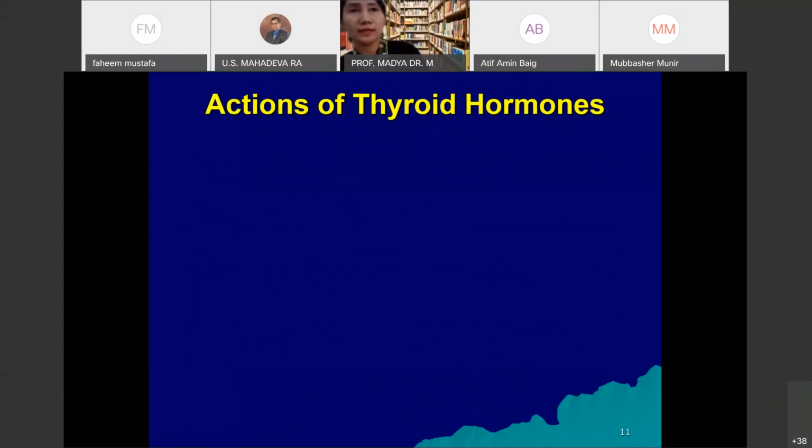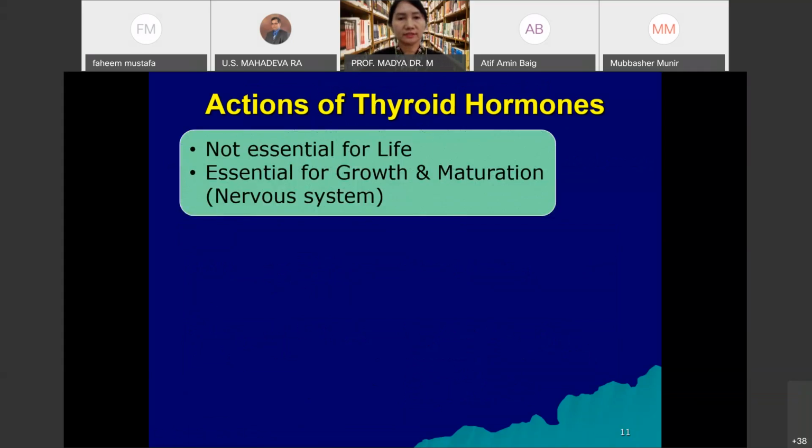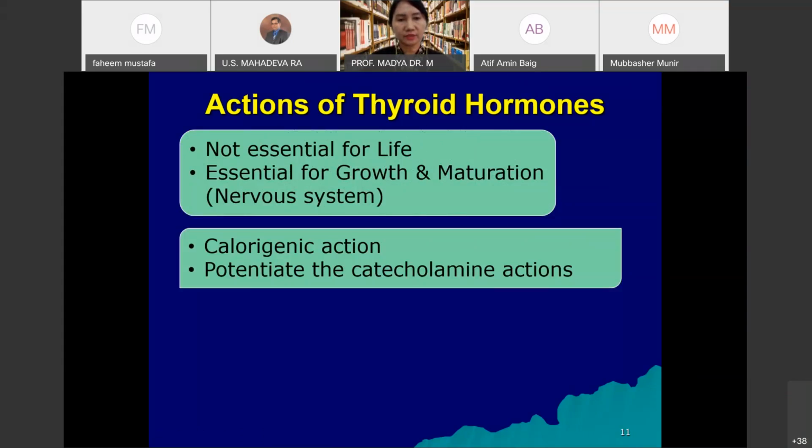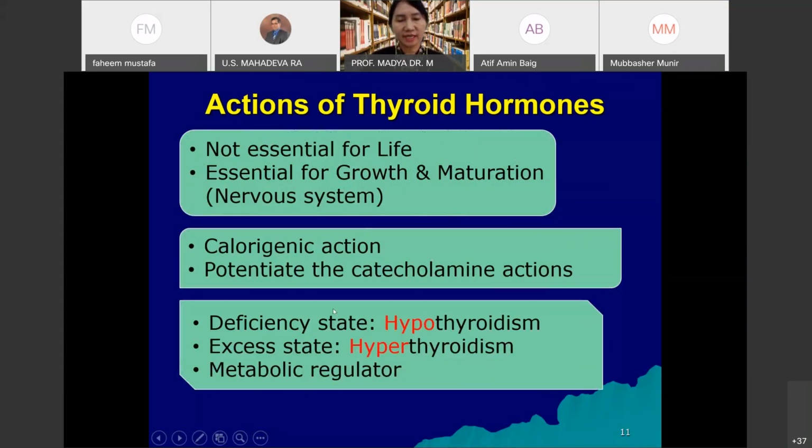So before moving on to the hyper and hypofunction of the thyroid hormone, I would like to discuss briefly the basic actions of the thyroid hormones. Even though it is not essential for life, because we can survive after removal of the thyroid gland, it is essential for growth and maturation, particularly of the nervous system. And it has a calorigenic action, and it potentiates the catecholamine actions. These are also important. So in the deficiency state, as Prof. Rao mentioned, we call it hypothyroidism. Excess state, we call hyperthyroidism. And thyroid hormone acts as a metabolic regulator to maintain the homeostasis between these two extremes.